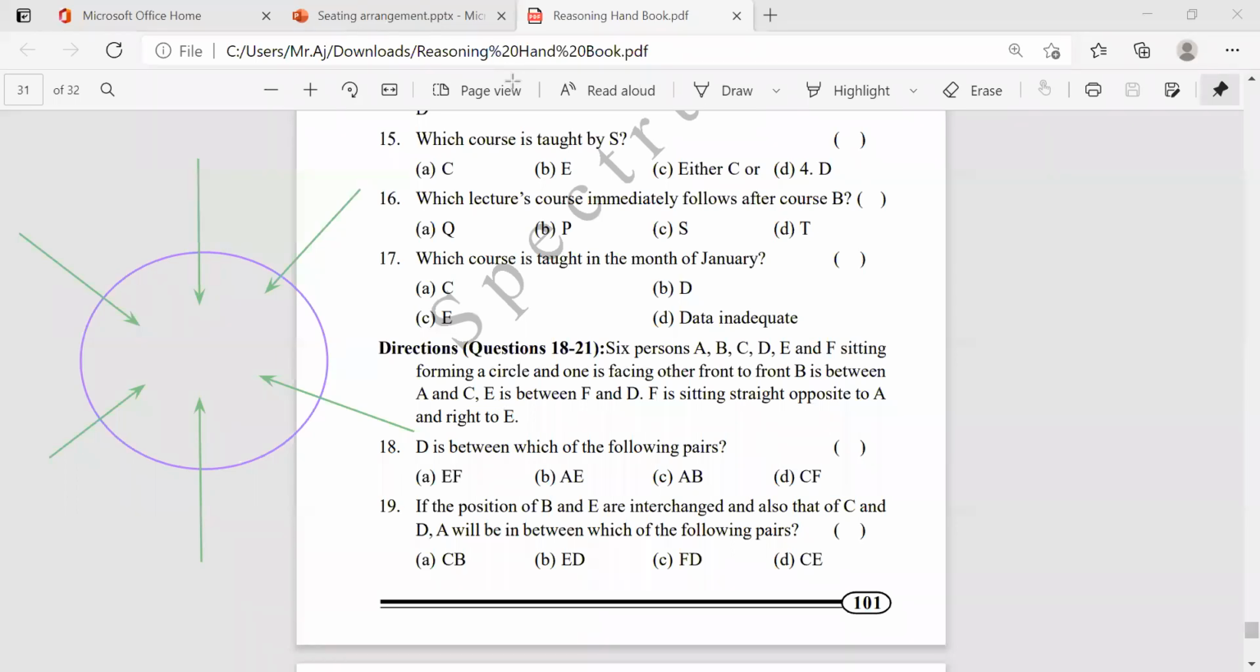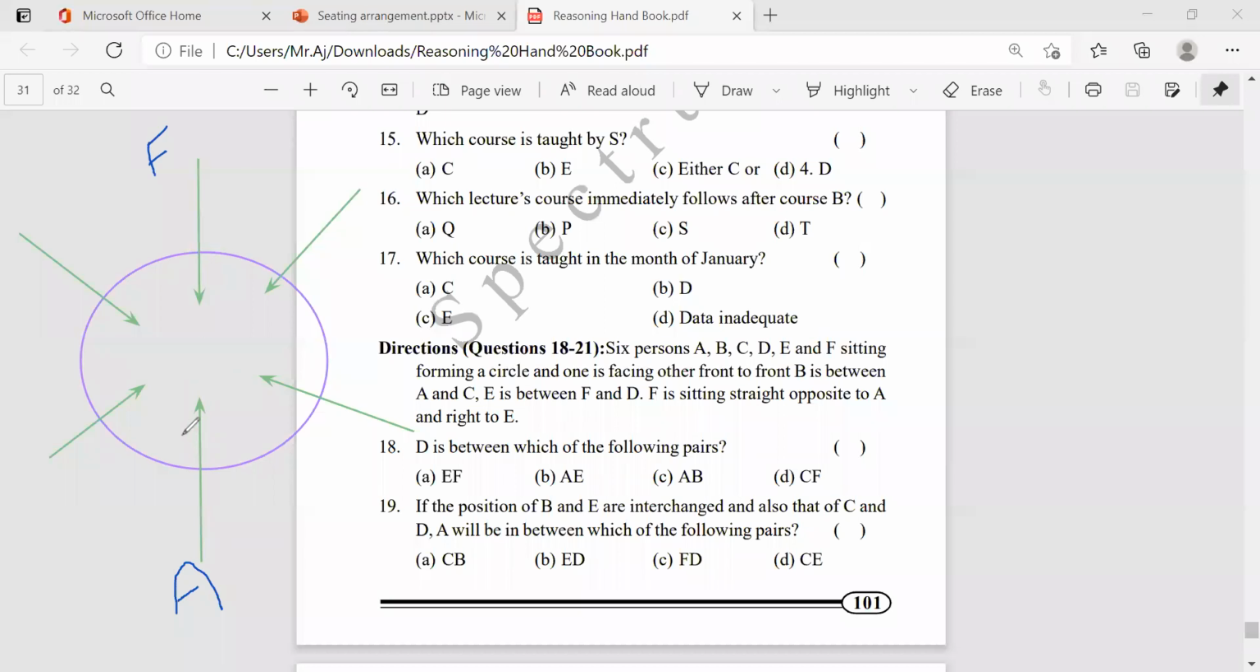Where A and F will be? I'm taking A here, and F is sitting straight opposite to A, right? Who is opposite here? F is here. Is it clear now? Guys, are you listening? F is exactly opposite to A, and F is sitting right to E.